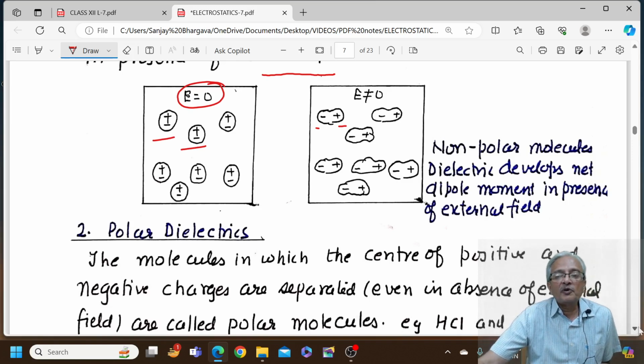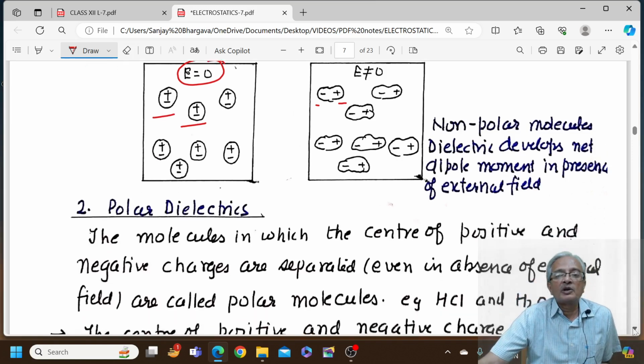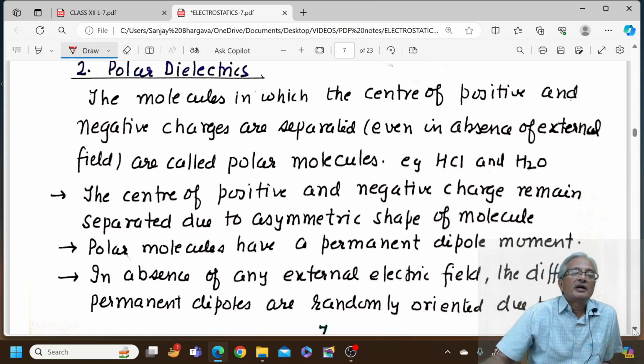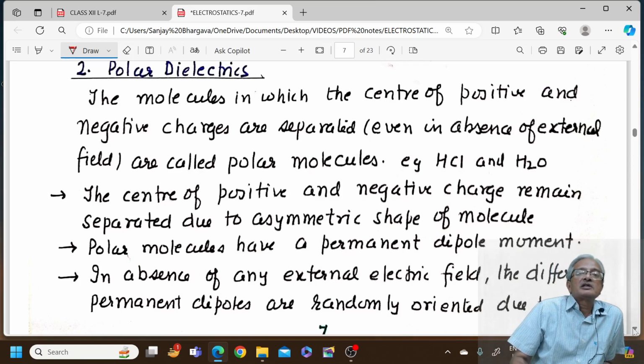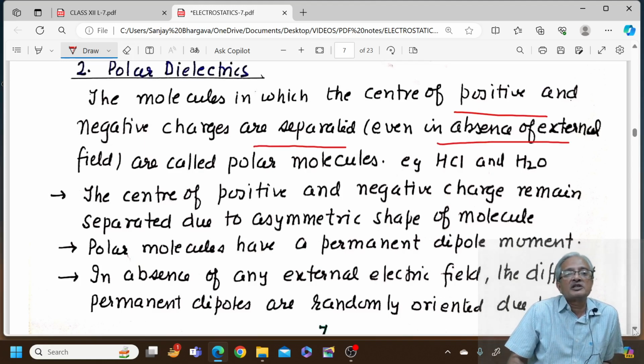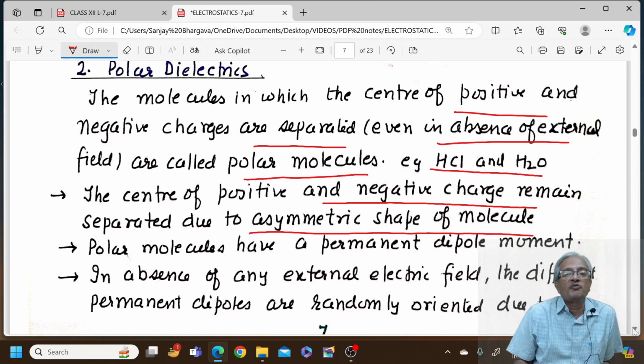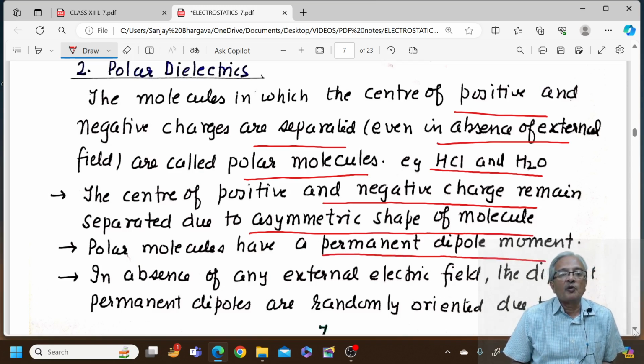Now the second type of material that we talk about is polar dielectric. Here the molecules in which the centers of positive and negative charges are separated even in the absence of an electric field are called polar molecules, like HCl and H2O. Here the centers of positive and negative charges remain separated due to the asymmetric shape of the molecules. Polar molecules have a permanent dipole moment.